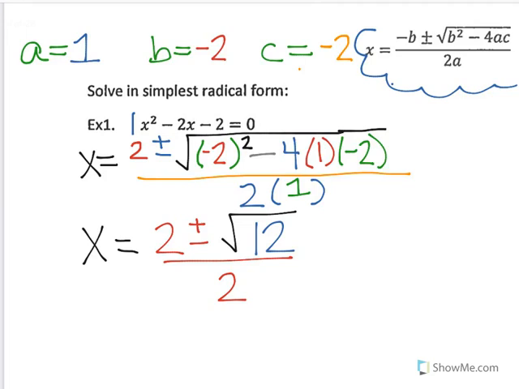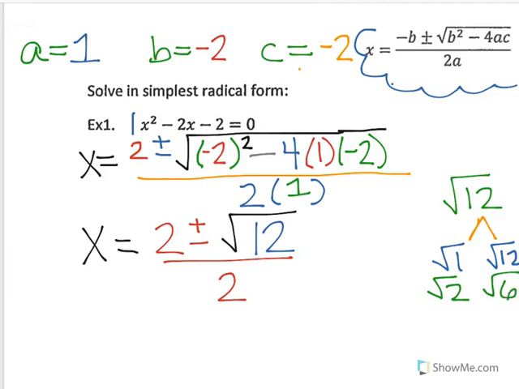Now, the next question you have to ask yourself is, is 12 a perfect square? Now, the answer to that, hopefully you know, is no. 12 is not a perfect square, but we can simplify 12, if we remember from our lesson on simplifying radicals. So if I list all of the factors of 12, I've got 1 and 12, 2 and 6, 3 and 4.